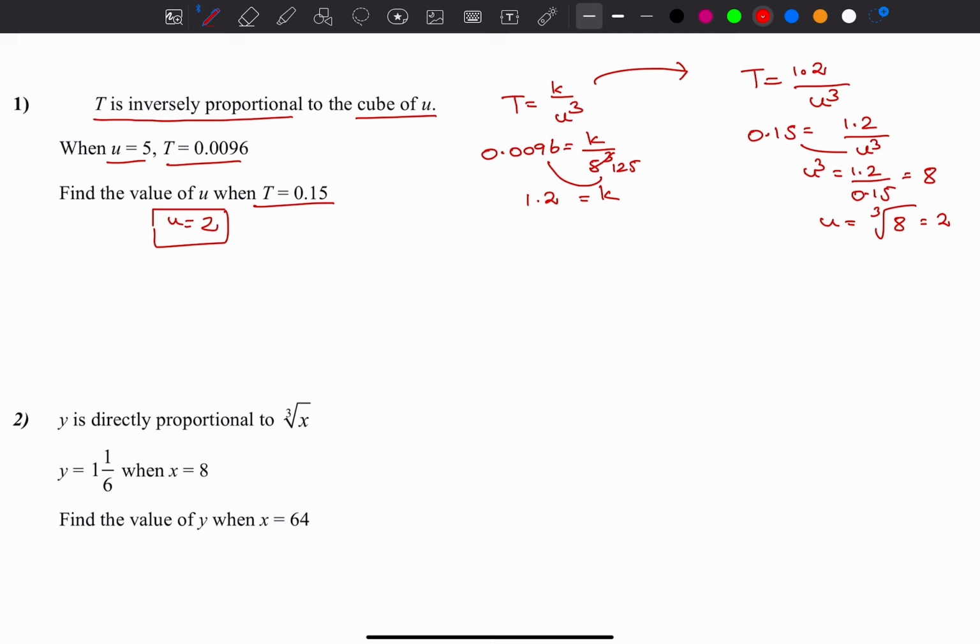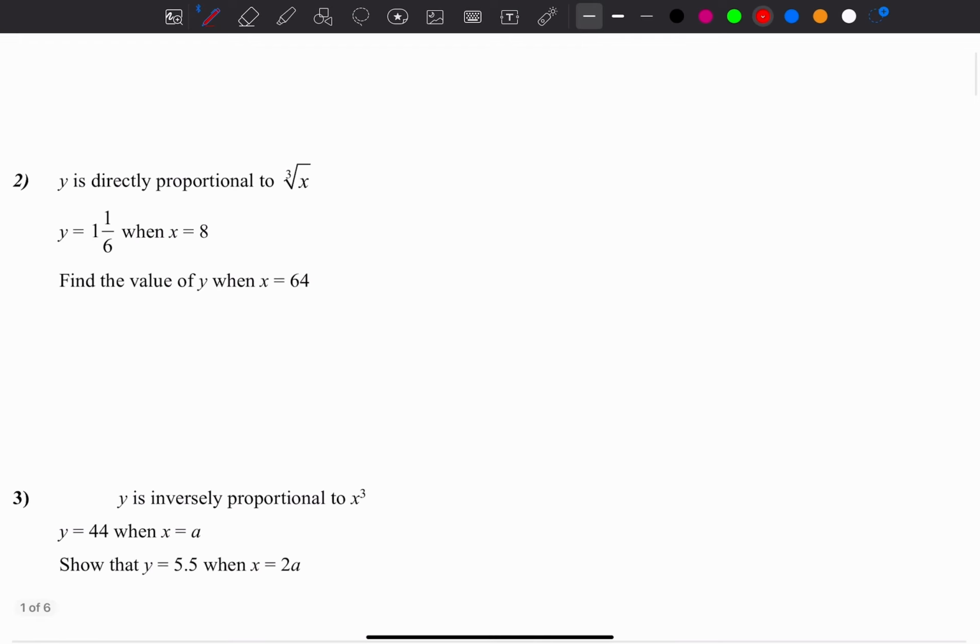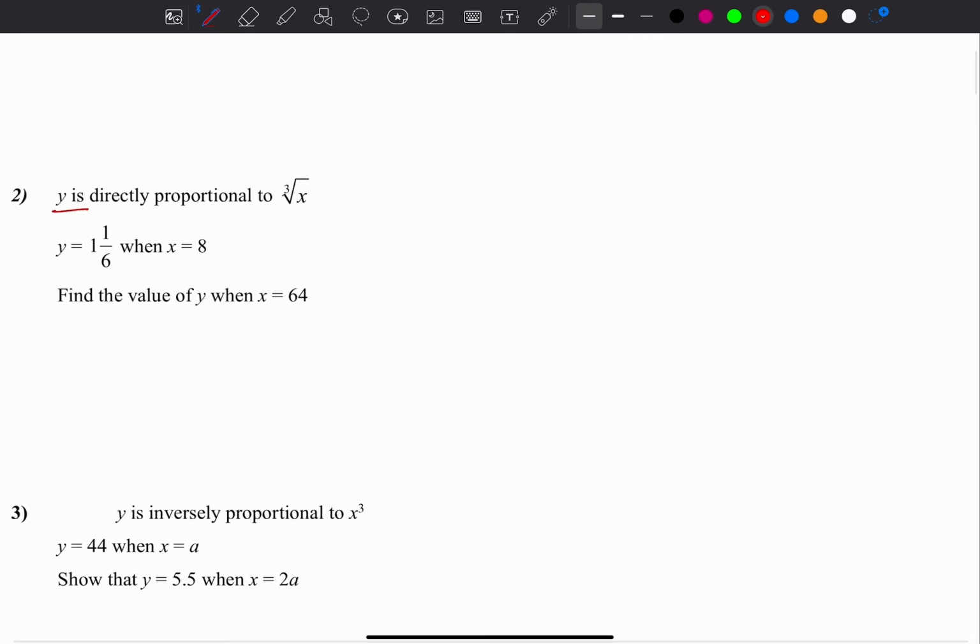Cool. Second one. Y is directly proportional to the cube root of x, which means y equals k times the cube root of x. Y is 1 and 1 over 6. That basically is 7 over 6 equals k times the cube root of 8. Cube root of 8 is 2.